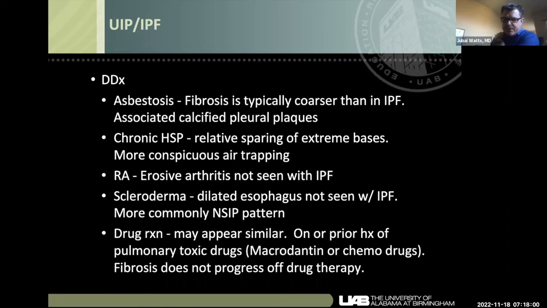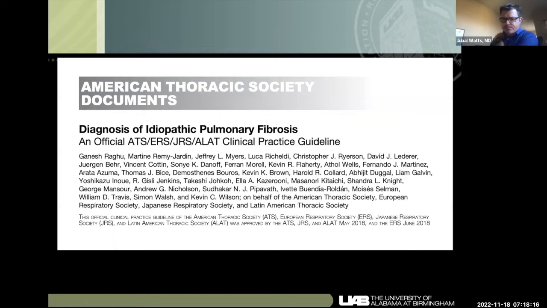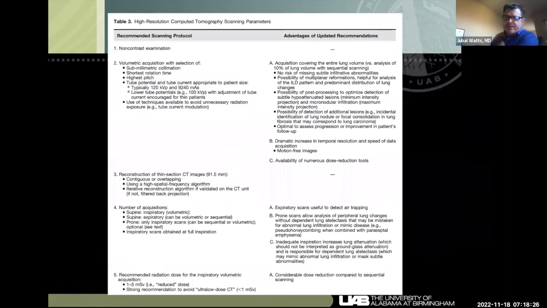Same with scleroderma, and they'll have the dilated esophagus with scleroderma. And then drug reactions can appear similar. Some drugs, Macrodantin, can actually give you kind of a UIP pattern of lung injury, but the fibrosis won't progress once they're off therapy. So there are ATS guidelines on how to make the diagnosis of idiopathic pulmonary fibrosis, and these are the most updated guidelines from 2018.